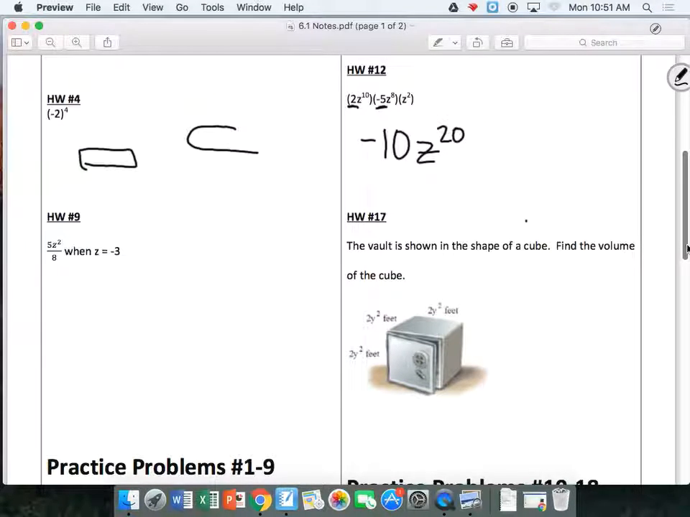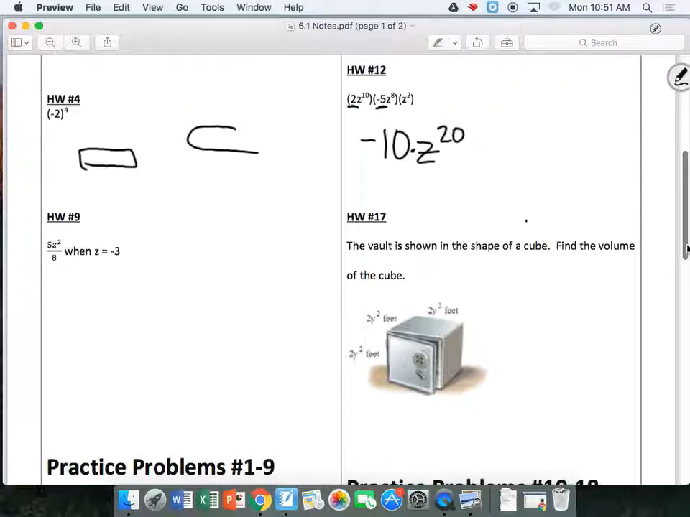Will we have to put a comma between the 10 and z, or will it just stay the same? No, you don't want to put a comma between because it's negative 10 times whatever z is to the 20th power. We just don't know what z is, so we can't figure it out.